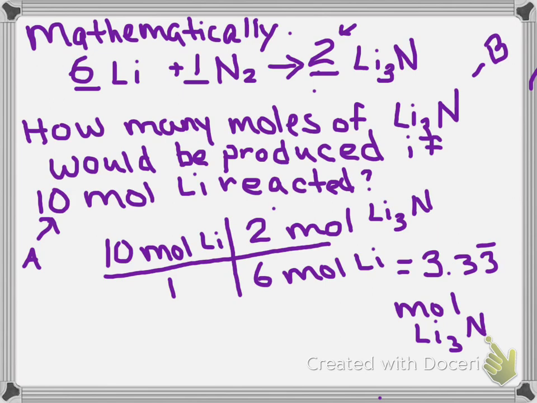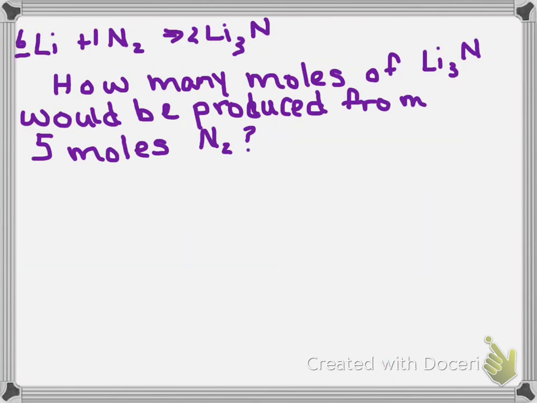All right, so by doing this math, we've determined that I would have 3.33 moles of lithium nitride if I started with 10 moles of lithium. So we're going to do a second mathematical calculation. The second thing that we're going to look at is how many moles of lithium nitride would be produced from 5 moles of N2.